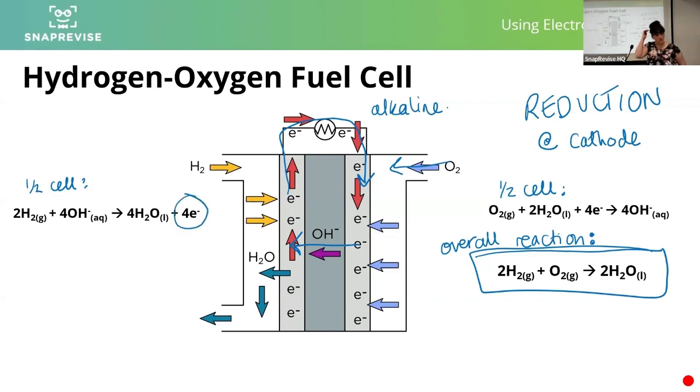Oxidation, I can see this is oxidation because it's the loss of electrons. And this is also oxidation. And oxidation happens at the anode.